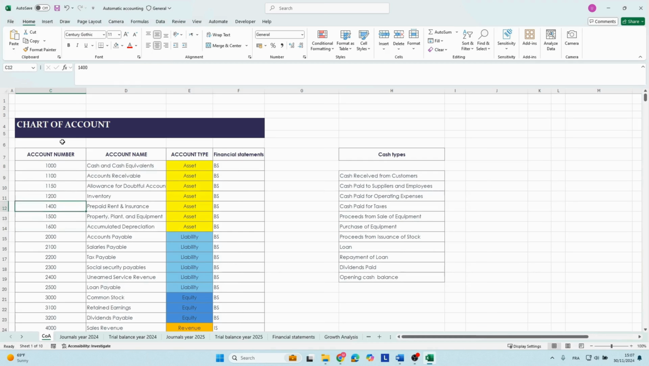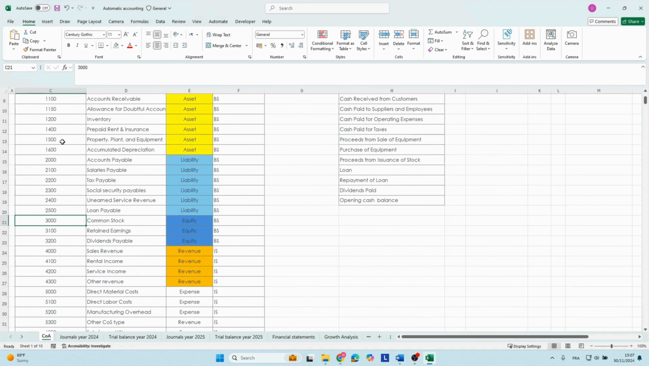So here we said that for the assets, it's class number 1, which includes different assets, which are balance sheet accounts. Then we have liabilities. We give it class 2, which includes different accounts for liabilities. Then we have equity. We give it class 3, which includes common stock, retained earnings, and dividends payable.